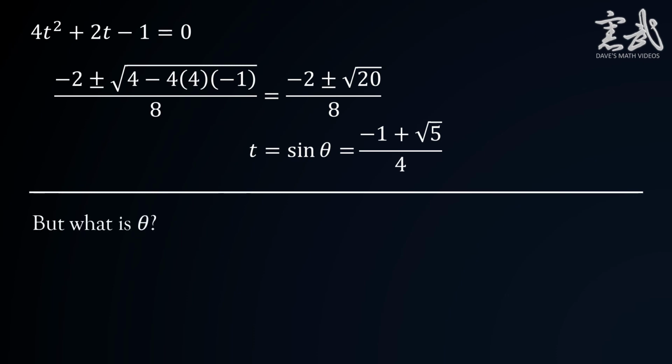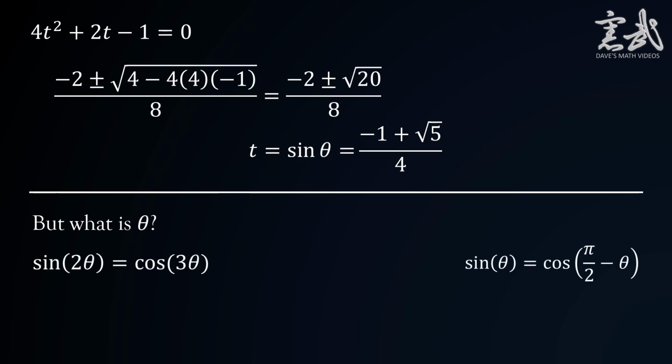But as we said before, we have to go back and find what the value of theta is. In our original equation, we said that sine of 2 theta is equal to cosine of 3 theta. And knowing that the sine function and the cosine function are nothing but horizontal shifts of one another, we can write this substitution: cosine of pi over 2 minus 2 theta is equal to cosine of the quantity 3 theta.